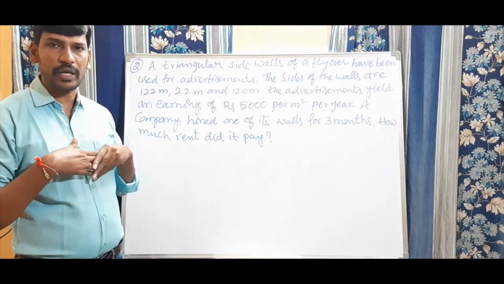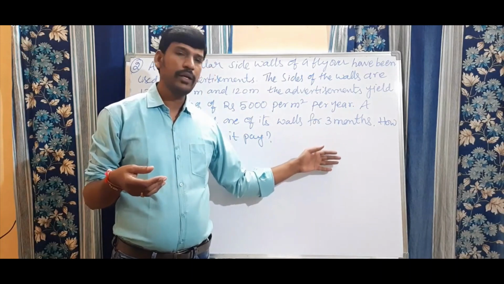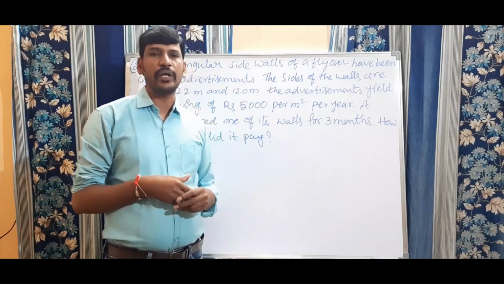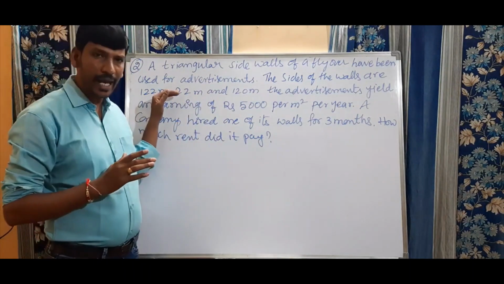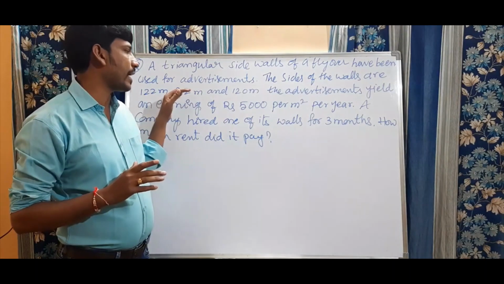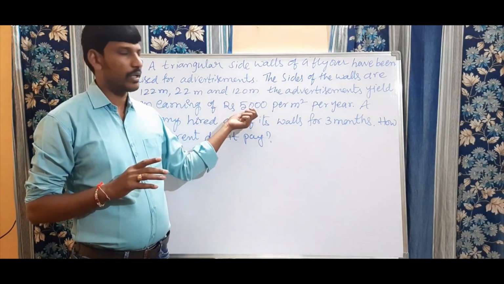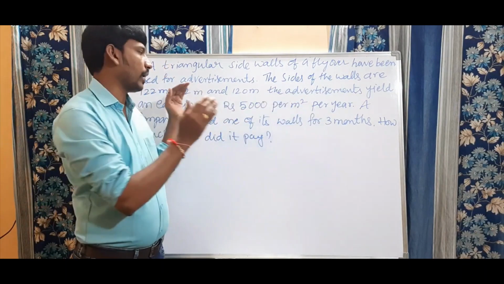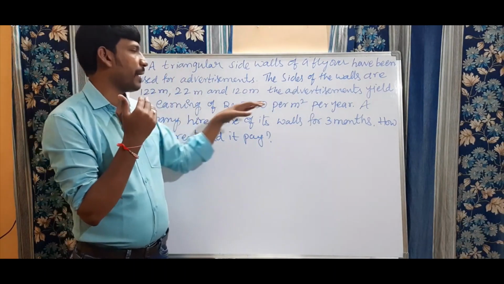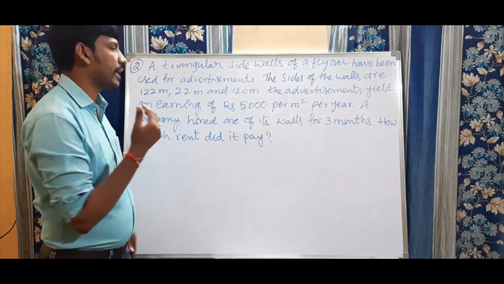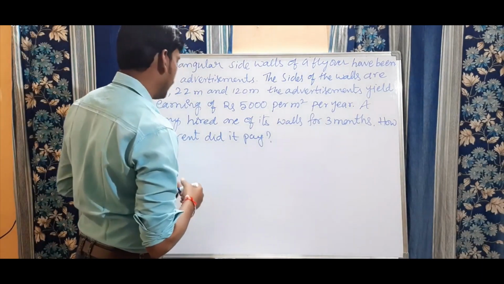Is this clear, my dears? Okay, 3 months in a year is nothing but what? That is 3 by 12. Is this clear? We need to divide by 4, we will get the solution. First of all, you need to find the area of the triangle. After finding the area of the triangle, per meter square, they give the amount, 5,000 rupees, per year. So find out totally how much amount they should pay. Okay, rent per year we need to find out. Then after that, find out for 3 months. Clear, my dears?